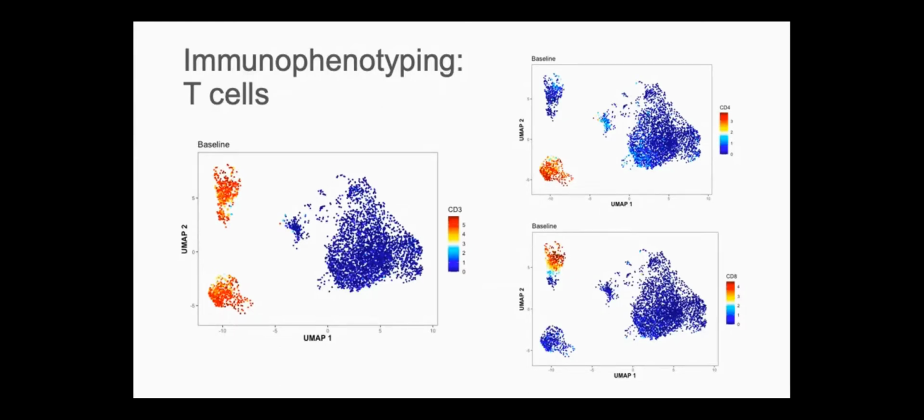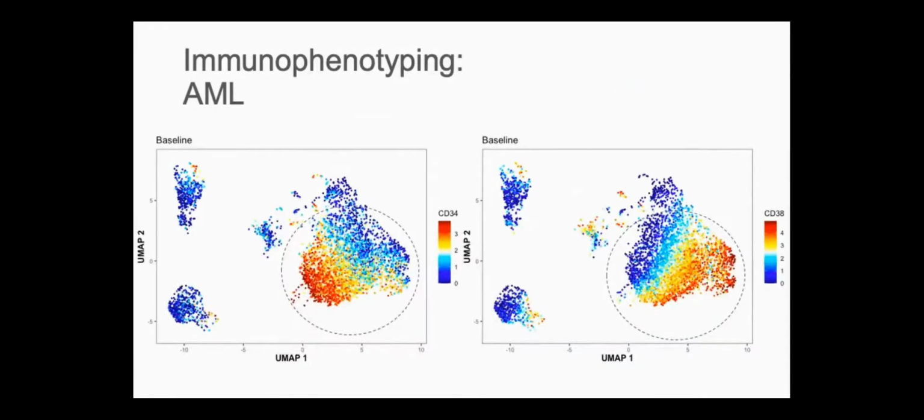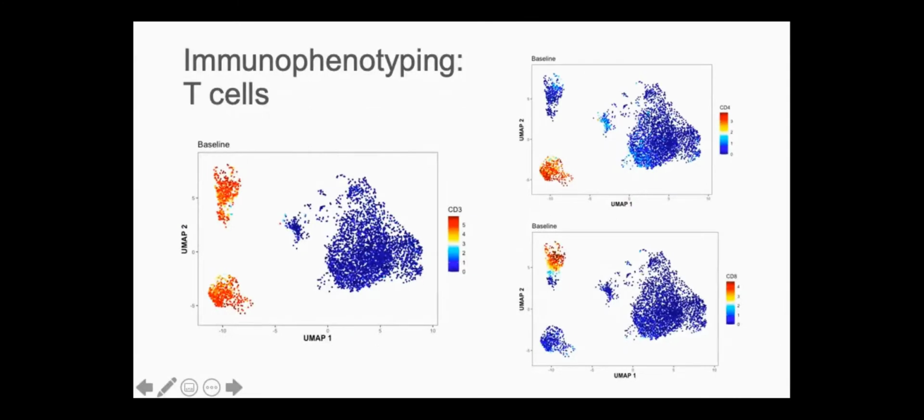So using one of our AML patient samples, I'd just like to walk you through an example of how we went about analyzing this data. Here what you can see is one AML patient sample at baseline from bone marrow. And you see a very nice separation of the CD3 cells, both the CD4 positive T cells and CD8 positive T cells here at the bottom.